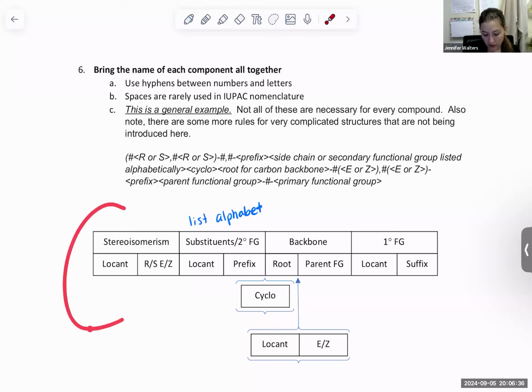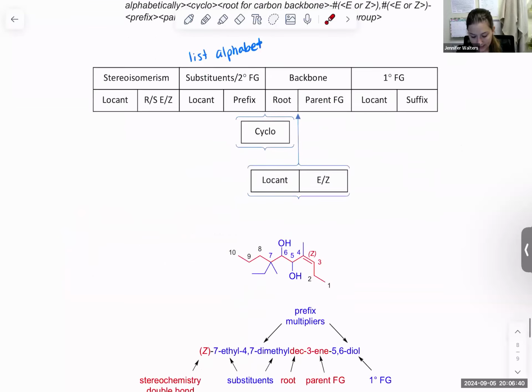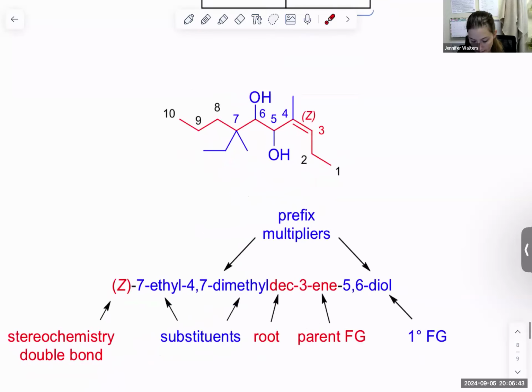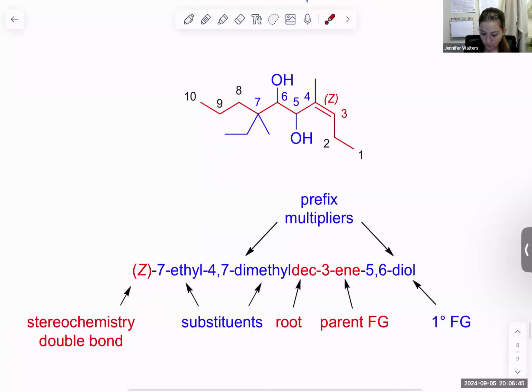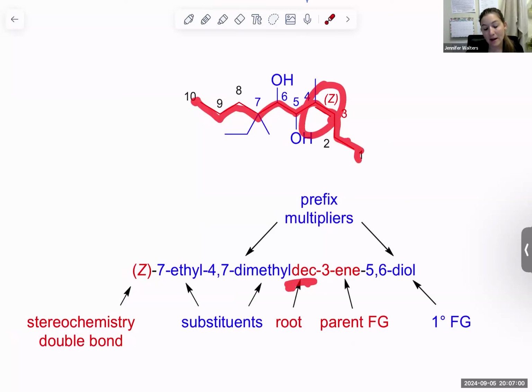And all the way out front, we get our stereochemistry of the R and S, or E and Z. So what that looks like is, if I have this molecule and I'm trying to bring this all together, I start by finding my backbone. I find that this is going to be my longest carbon chain. Those are 10 carbons, so I'm going to use dec as the root for my backbone. Then I see that there is an alkene. That tells me that my parent functional group is going to be an alkene, or ene. It is going to be located at carbon number 3.